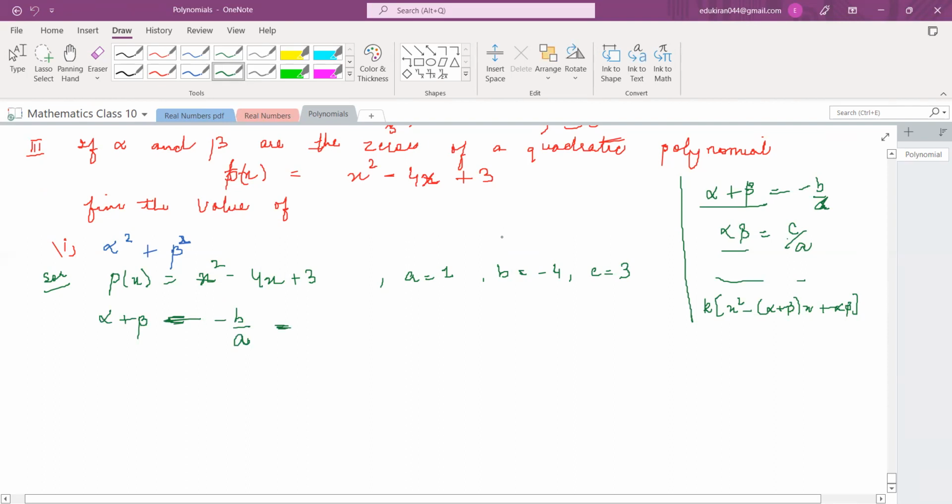Yes, you can see here b is minus 4, a is 1. So how much is minus b by a? Minus 4 by 1. Minus here 4. Again you are making a mistake, Abdullah. See, this minus sign is very crucial. Don't make a mistake. This minus sign will remain here. Fine.